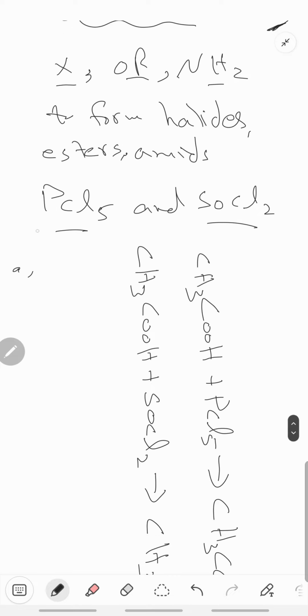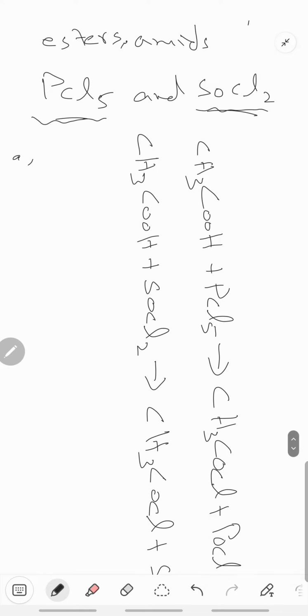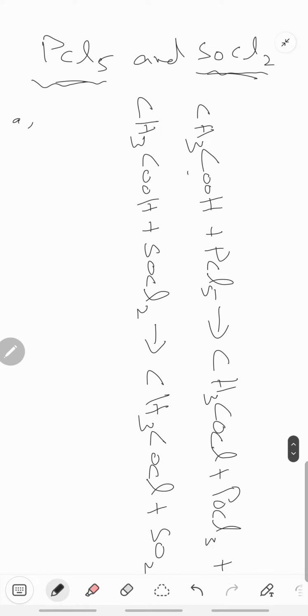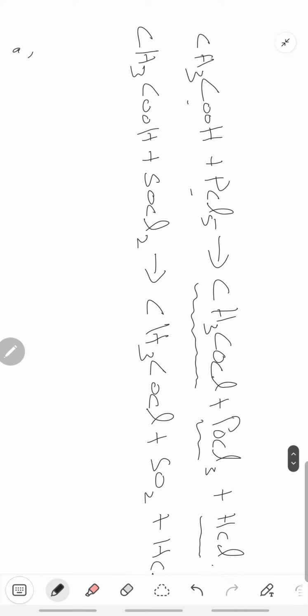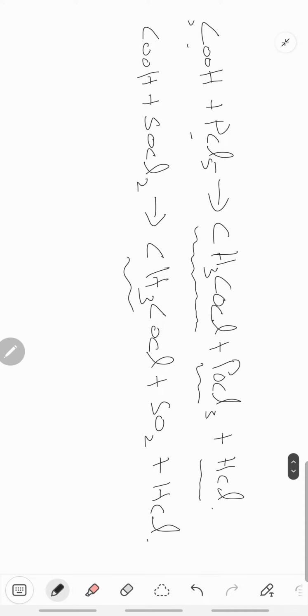So let's take the example. The first one is when it reacts with PCl5 and then SOCl2. So first, when carboxylic acids react with phosphorus pentachloride, it will give me this derivative of a carboxylic acid. That will be the halide, and POCl3 and HCl. When it reacts with thionyl chloride, it will give me this one, again a halide, with SO2 and HCl.